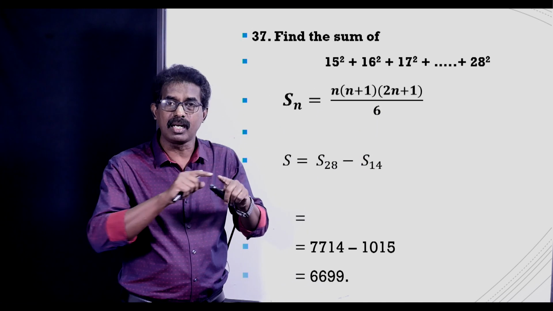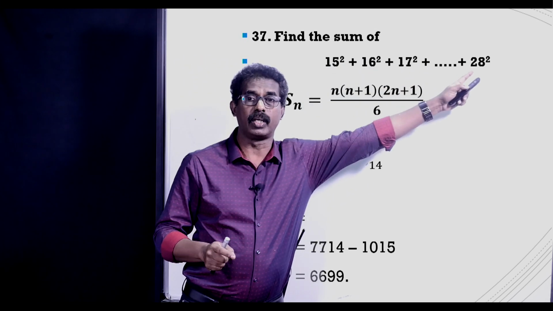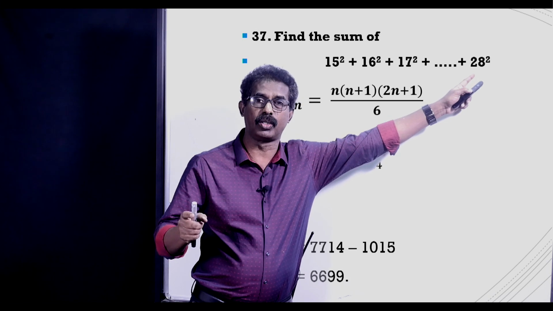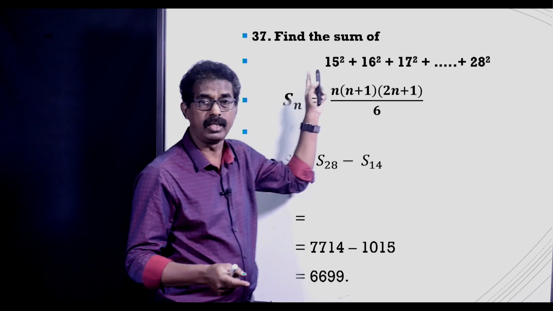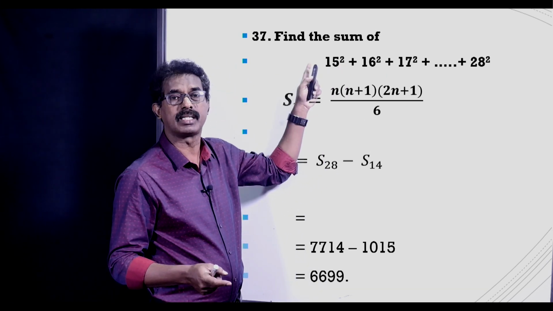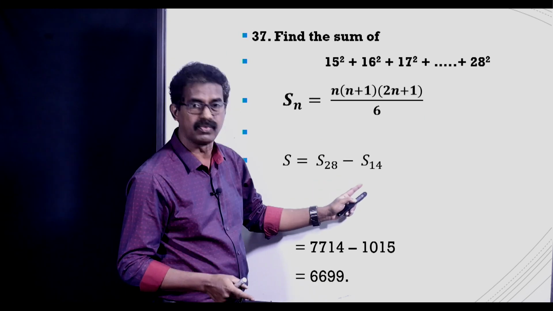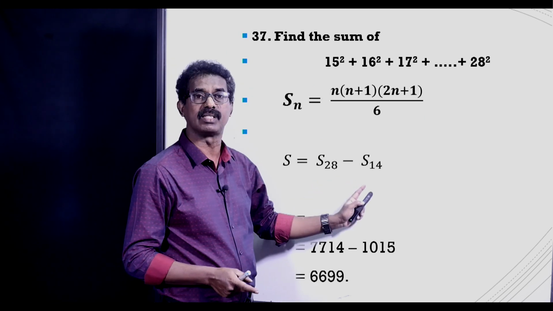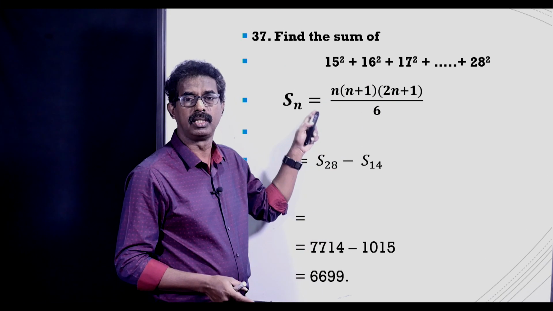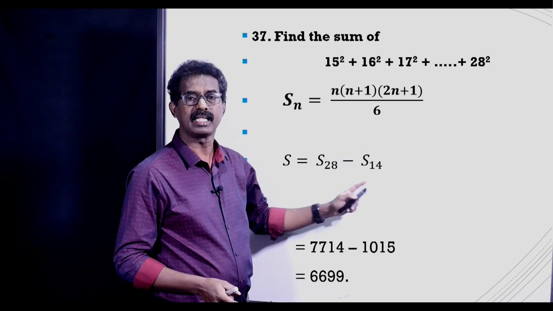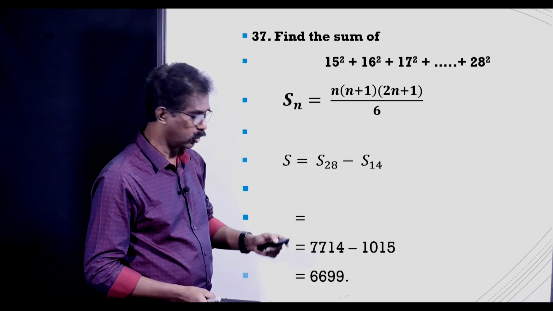If they ask from 1 onwards, very simple. Here they ask from the middle, right? They ask from 15 onwards, 15 to 28. So what's the method? For 15 to 28, we don't have a direct method. So 1 to 28 minus 1 to its previous number. What's the previous number? 14. So S is equal to S28 minus S14. First S28: wherever n comes you put 28. Then minus S14: wherever n comes you put 14. Then mere calculation, you will get the answer.